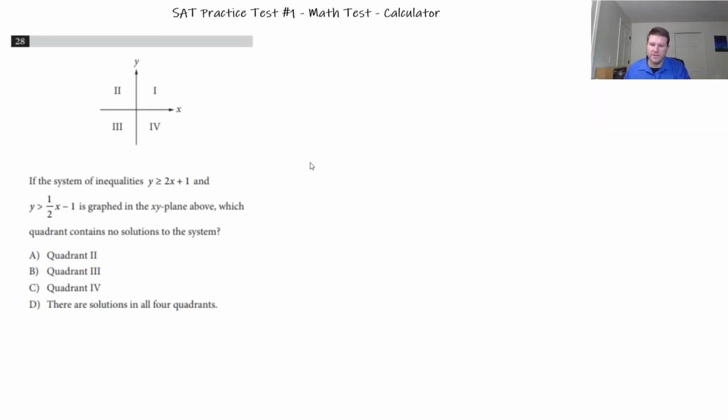So 28 is testing on graphing linear inequalities. It's technically a system of them because there are 2 of them, right? And there's just one crucial part about inequalities that most people forget that makes this hard. So this is actually the first multiple choice hard in the calculator section. 28, 29, and 30 are the hards.